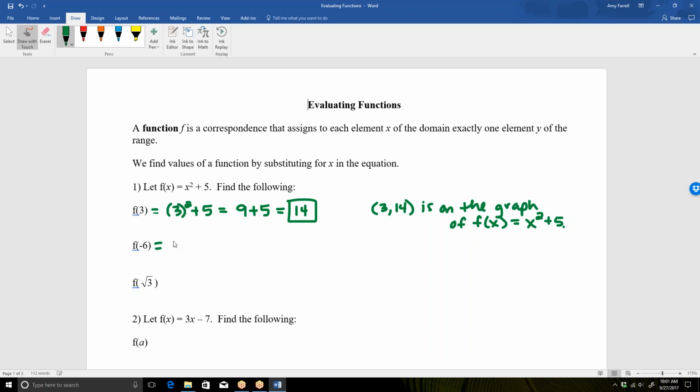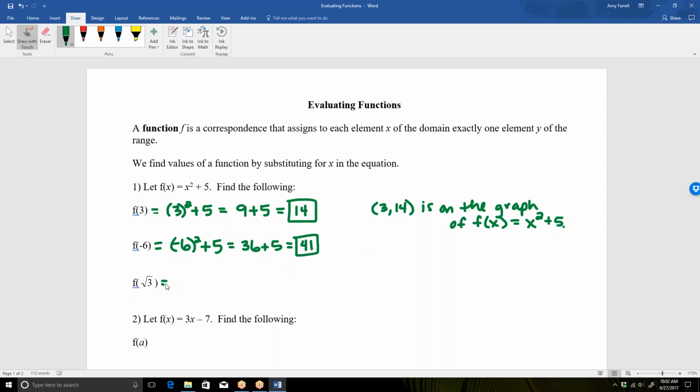f of -6, same thing. We're going to substitute for x. When you square -6, you get 36. -6 times -6 is positive 36. And we'll add 5, we get 41. Okay, so I won't write it out again, but basically we just found that the point (-6, 41) is also on the graph of f of x equals x squared plus 5.